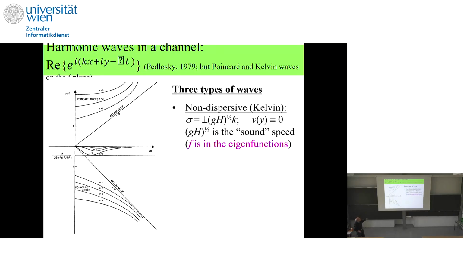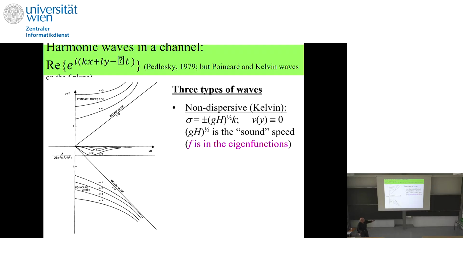The first one is these two, the pair of waves called Kelvin waves. And Kelvin waves are non-dispersive, i.e. the frequency is a linear function of the wave number. So this is omega versus k. This is taken from Pedlosky's book on geophysical fluid dynamics. And these waves are non-dispersive. C, the phase speed, is constant.